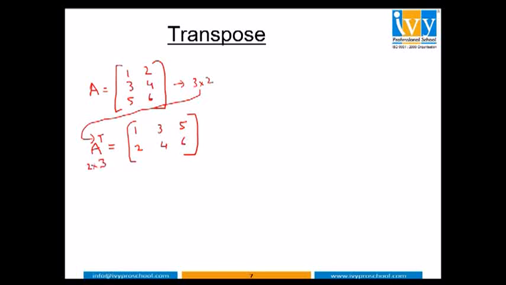So these will become the row 1, 3, 5, and this column would become the second row. So the second column becomes the second row, and thereby we have A transpose equals this. So I hope you got the point.